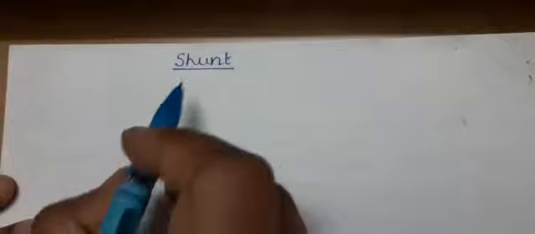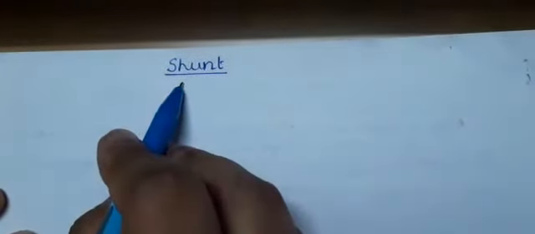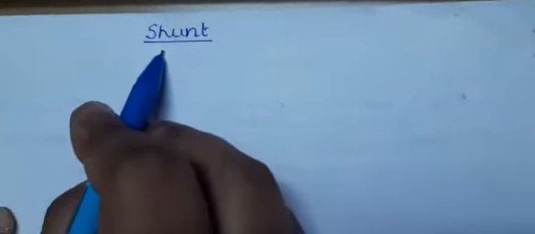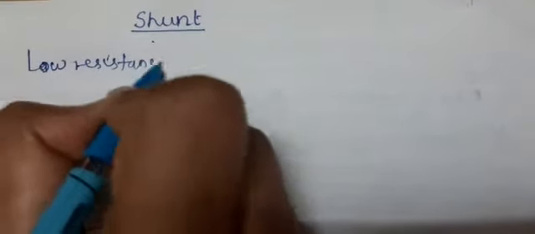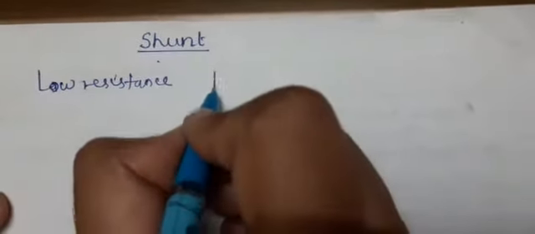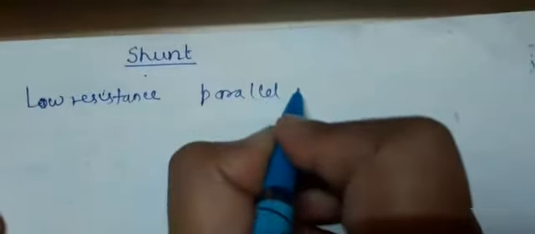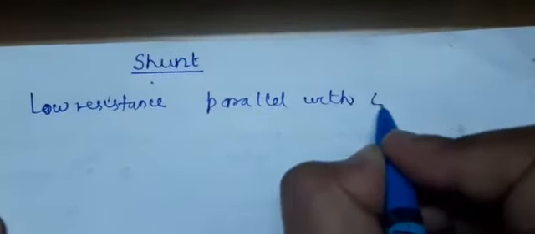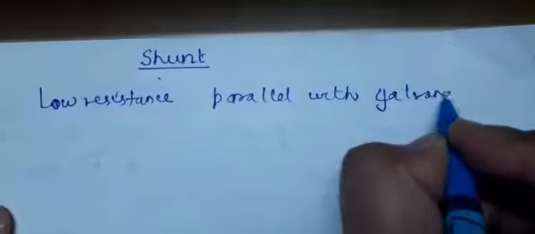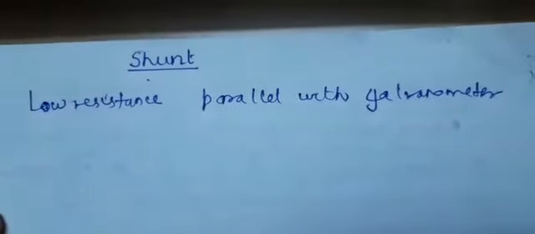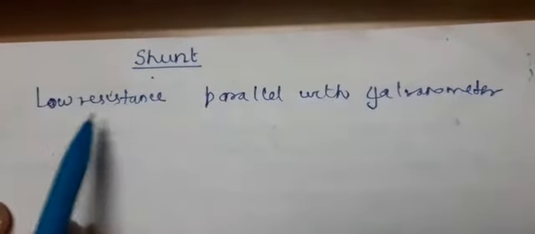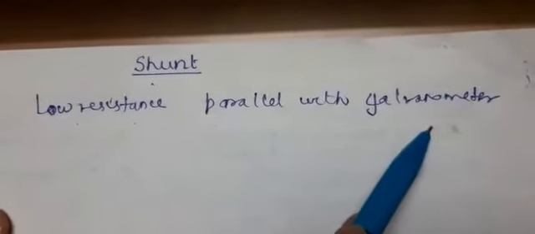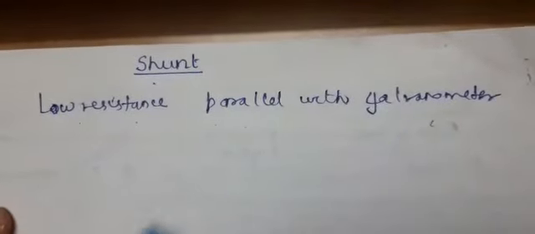So first of all I will introduce a term, shunt. Shunt is the term used only for a resistance, and it is taken as a low resistance. Right? This is connected in parallel with the galvanometer to protect it from strong current. So shunt is a low resistance connected in parallel with a galvanometer to protect it from strong current.